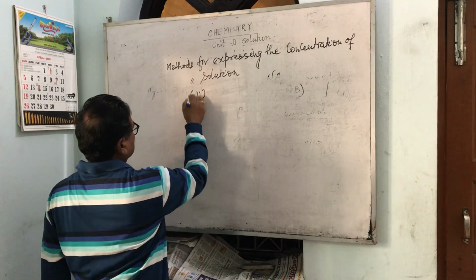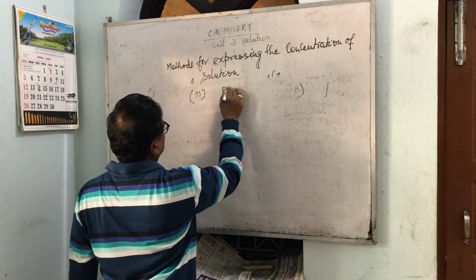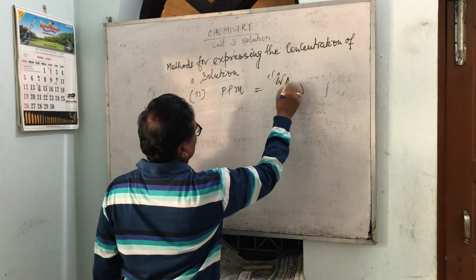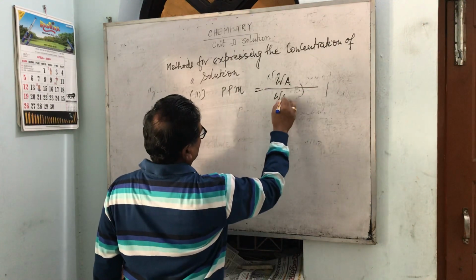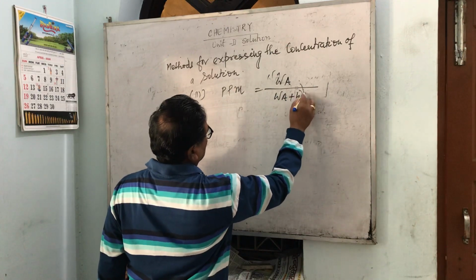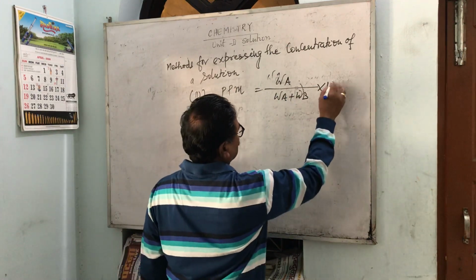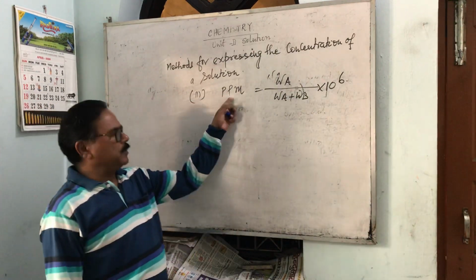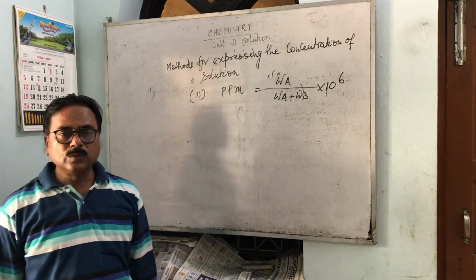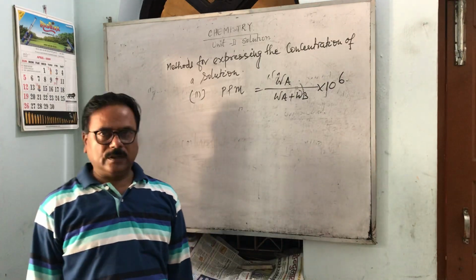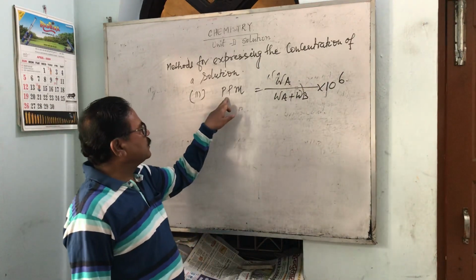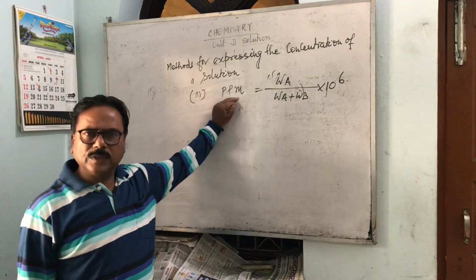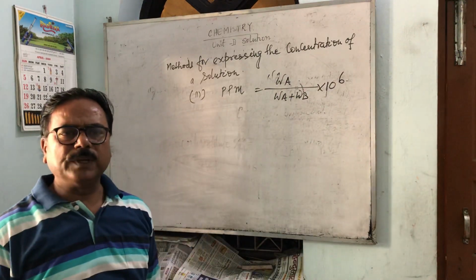Third one is parts per million. Parts per million is the mass of a component per million parts of the total mass of solution, 10 to the power 6. This is called parts per million. What is the use of taking parts per million? Because it is a very important factor, as all pollution figures are expressed in ppm.